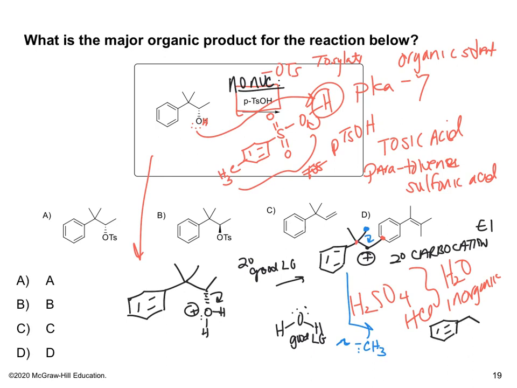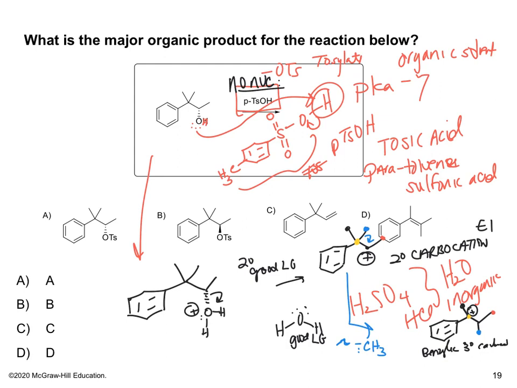And not only is that a tertiary, but it's also benzylic. So this is a benzylic tertiary carbocation, which is going to be really stable. And so you just see it was that methyl that shifted. This is that carbon there. This is that carbon. And then this is the carbon that's still there.